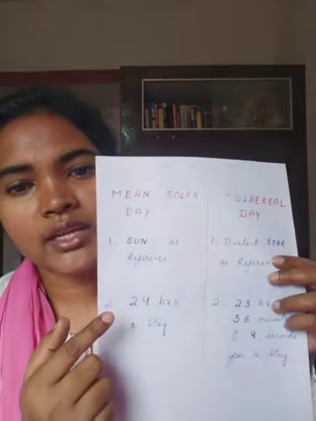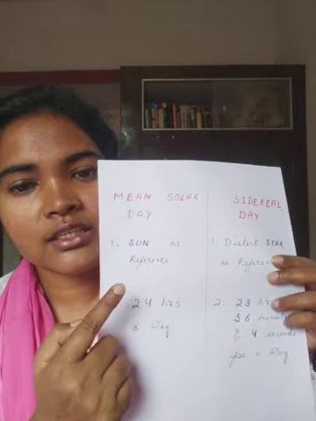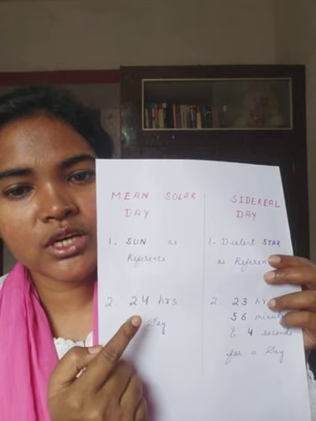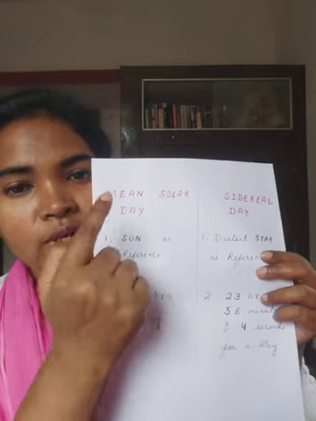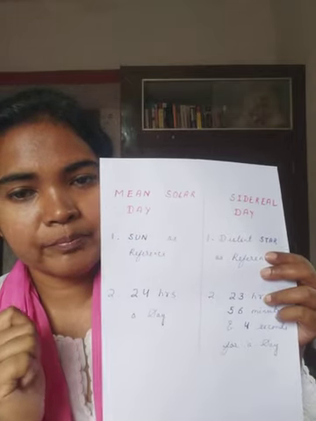Now, how much time does earth take to complete one full rotation? If we keep sun as our reference, the earth takes 24 hours to complete one full rotation, which is also known as the mean solar day.